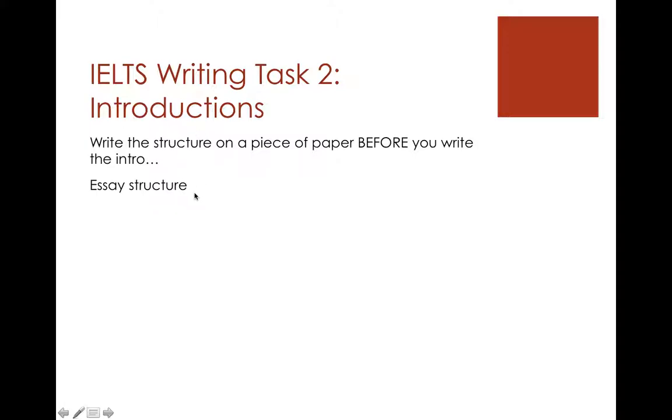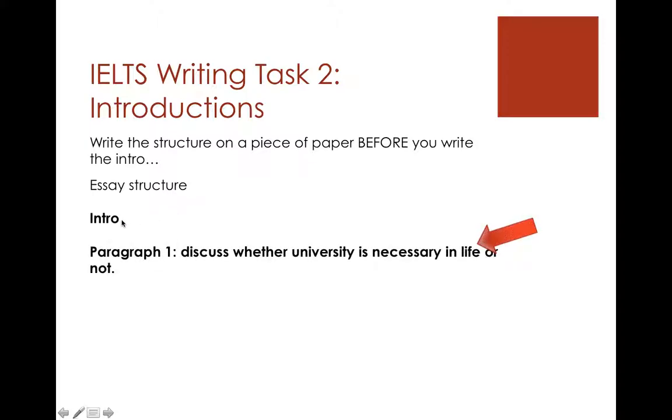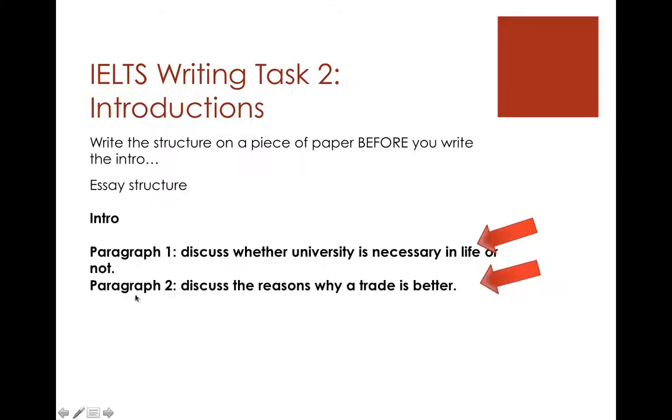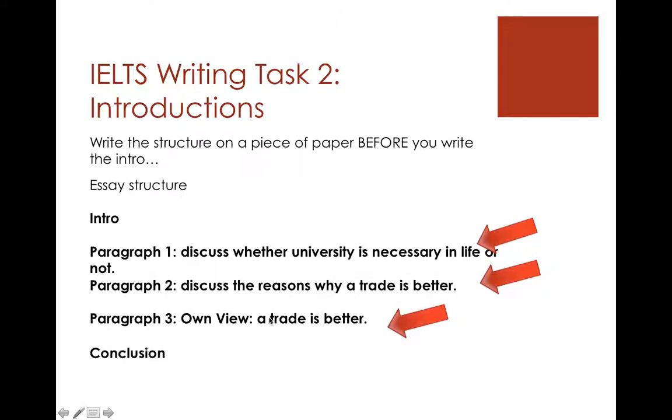The structure, I'll show you what this means. Starts with the introduction, which we will do today. Then has paragraph 1, discuss whether university is necessary in life or not. Then the essay has paragraph 2, discuss the reasons why a trade is better. There's our keywords. And then paragraph 3 is our own view, and we're going to say a trade is better. It actually doesn't matter if you say a trade is better or university is necessary. That's okay, choose one. And then we have a conclusion.